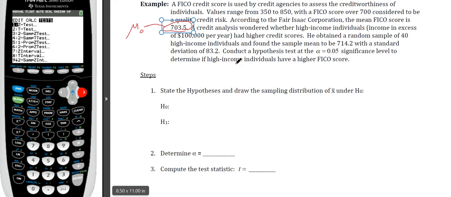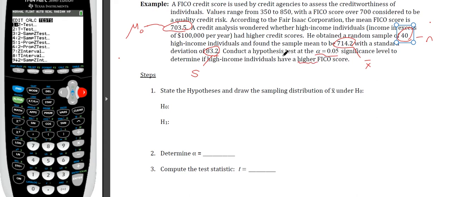A credit analyst wondered whether high-income individuals, with income in excess of $100,000 per year, had higher credit scores than that. He obtained a random sample of 40 high-income individuals, so that's our sample size, little n here, and found the sample mean to be 714.2, so that's x bar, with a standard deviation of 83.2. So that's s, not sigma, because it's from a sample. Conduct a hypothesis test at the alpha of 0.05 level of significance, so keep that in mind, to determine if high-income individuals have a higher credit score.